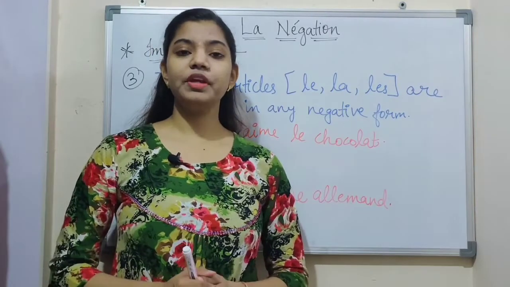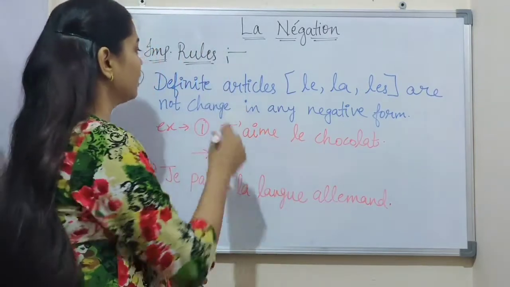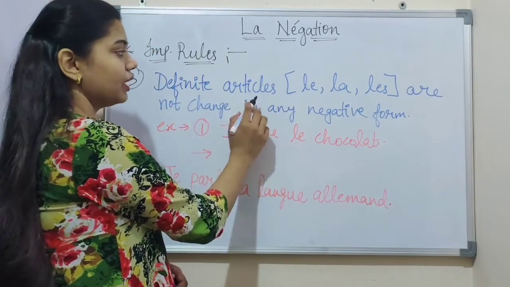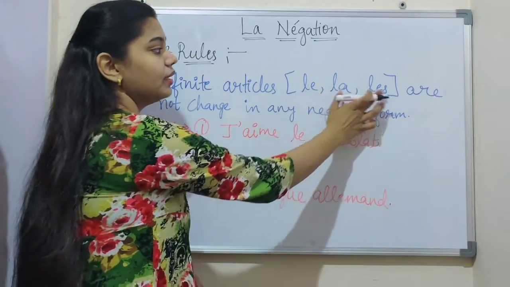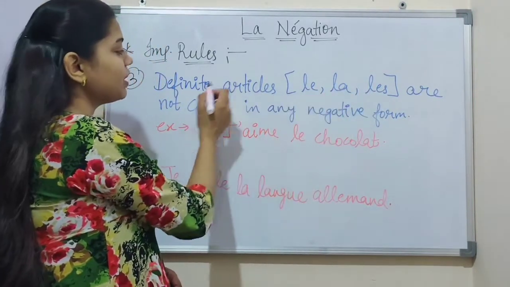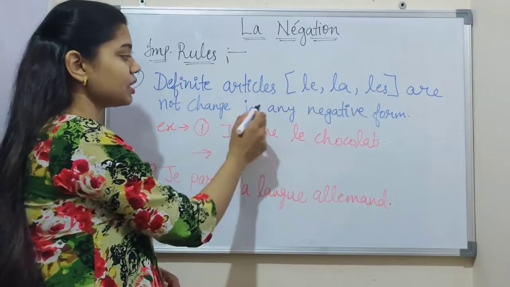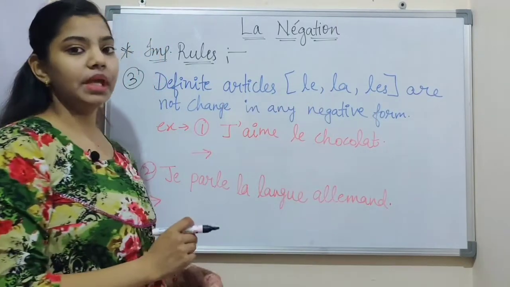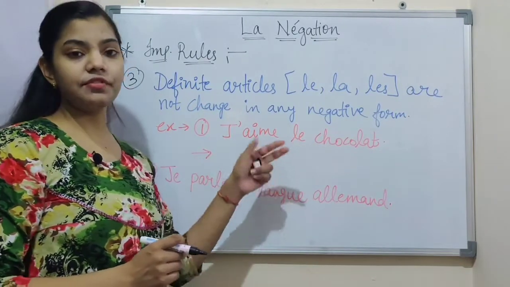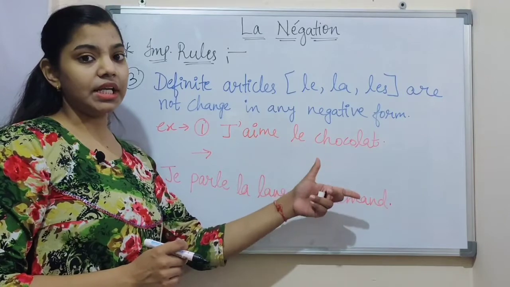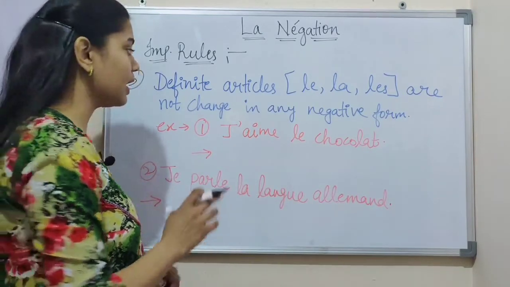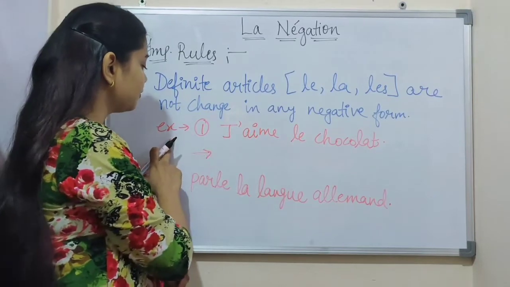So now we move to the third point. Okay, the third rule is about definite articles. Definite articles are le, la, les. ठीक है, definite articles कौन से होते हैं? le, la, les. So definite articles are not changed in any negative form. When we make a sentence from positive to negative, and if the sentence has definite articles, the definite articles are not changed in the negative form. ठीक है, in any negative form. So we see it with an example.